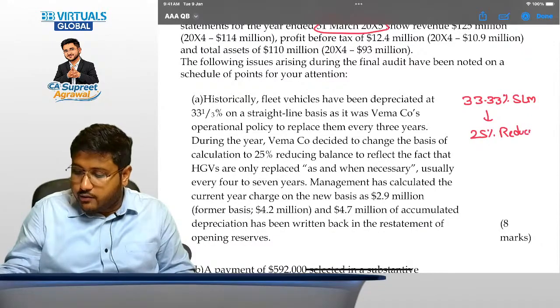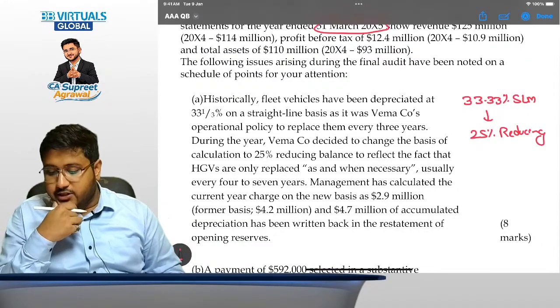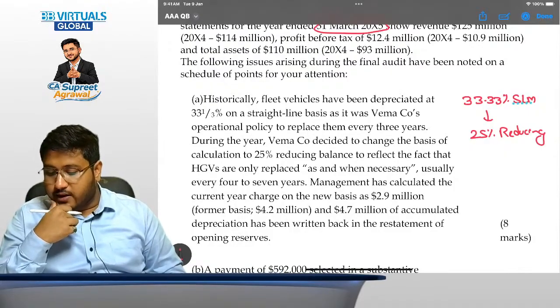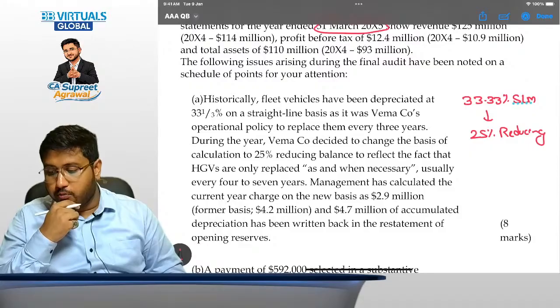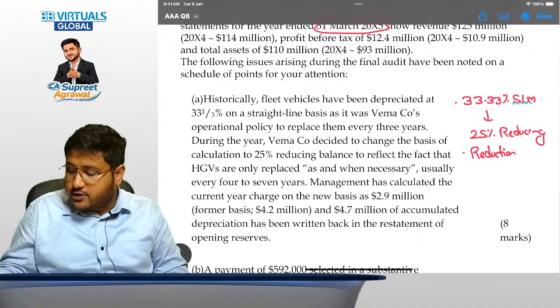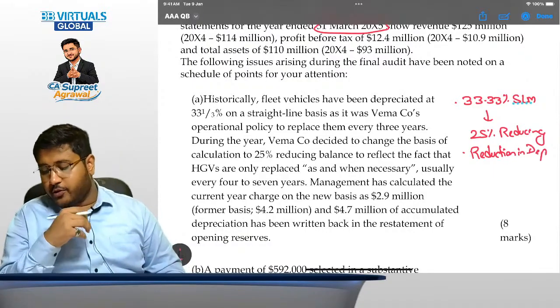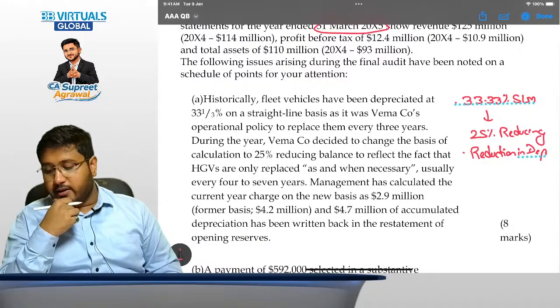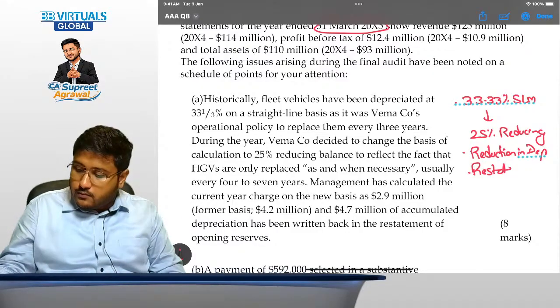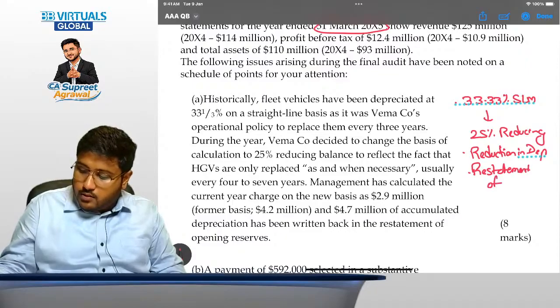This is the change in accounting estimate, right? Now, HGVs are only replaced as and when necessary, usually every 4 to 7 years. Okay. Management has calculated the current year charge on the new basis at $2.9 million. As per the former basis, it was $4.2 million. So reduction in depreciation, and that too high amount. And $4.7 million of accumulated depreciation has been written back in the restatement of opening reserves. So restatement of $4.7 million, big amount, right?